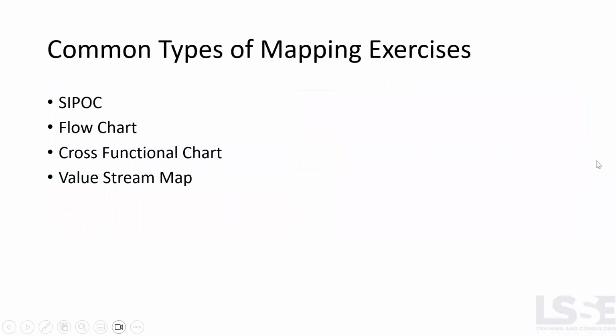And these are the different types of mapping exercise. There's a tool called SIPOC. There is a flow chart. There is a cross-functional chart. And then there is the value stream map. I'll probably just cover two here because I think we have 15 minutes left. I'll just continue the other parts of the module in the next session.